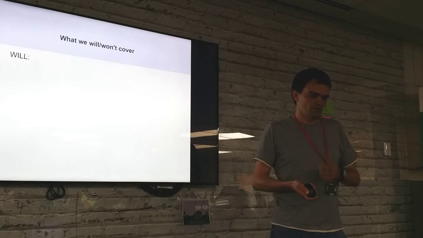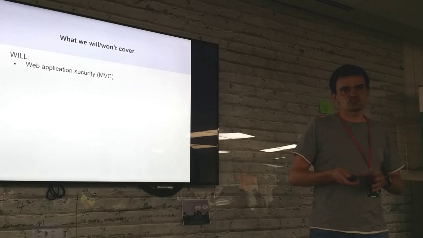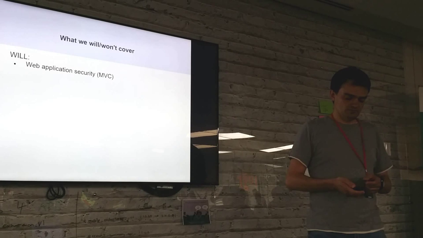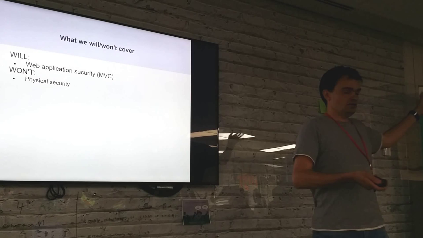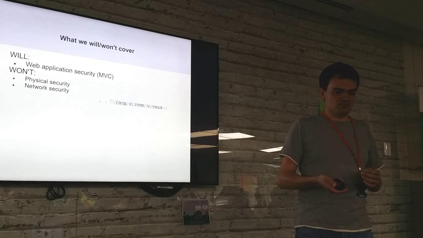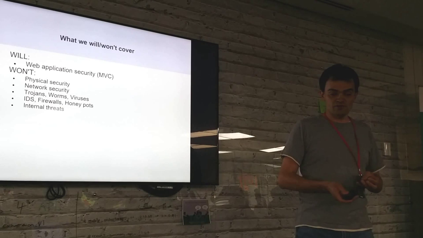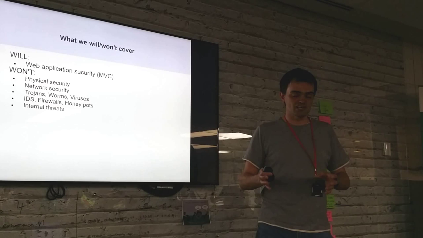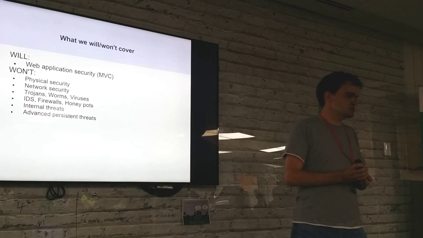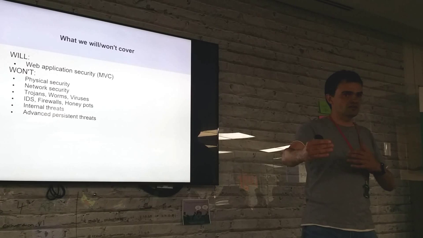I'm going to abbreviate the talk, so I'm just going to talk about web application security, particularly focusing on MVC and what you should be doing and what you shouldn't be doing. Not going to be covering physical security, gentlemen and ladies at the door giving you badges. Network security, Trojans, worms, viruses, intrusion detection systems, firewalls, endpoints. These are network problems and generally relate to internal threats. We're not going to talk about the disgruntled employee. If you need to protect yourself from your own employees, you need to go to a whole extra level of security, which we're not going to talk about here.